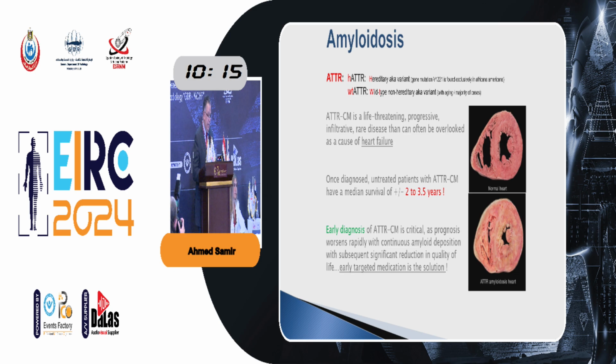And actually, this category of patients can die from heart failure very easily in 2 to 3 years. If we are capable of early diagnosis of the TTR type, we can give them targeted medication, and it can be life-saving.